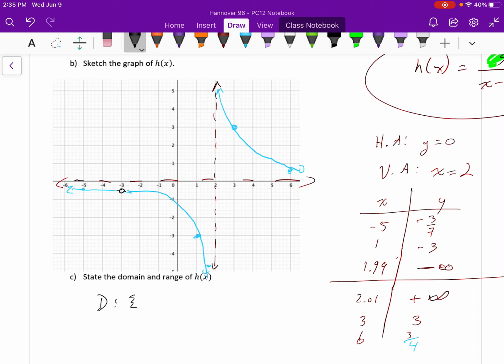The domain of my graph is going to be x such that x is an element of the reals, but x cannot be equal to -3 or 2. My range is going to be y such that y is an element of the reals, y cannot be equal to 0.